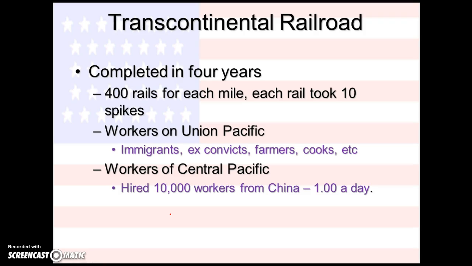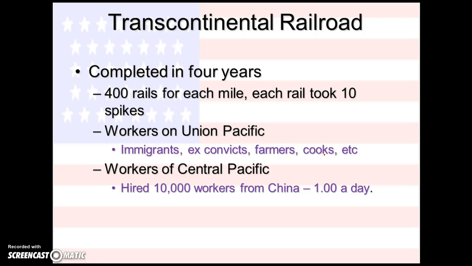So this is the Pacific Railway Act, where Abraham Lincoln basically offered land to two different companies. He gave both of these companies land in exchange for them building this transcontinental railroad. On the Union Pacific, many of them were immigrants, ex-convicts, farmers, cooks, basically anybody who couldn't find a job. Okay, there's Civil War vets.